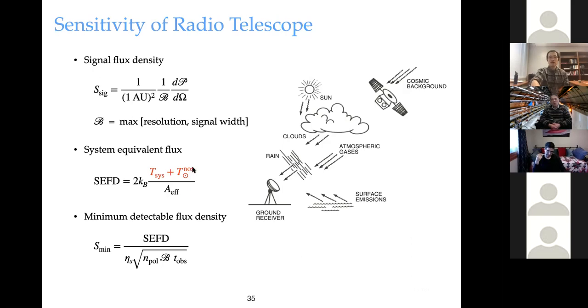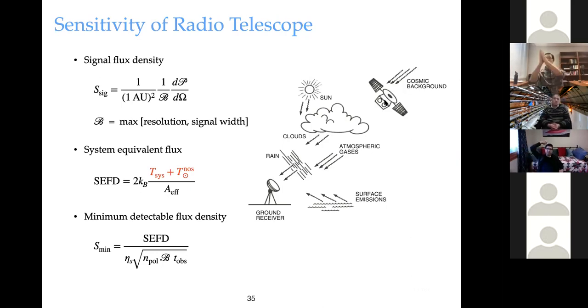There's a systematic equivalent flux. We separate it into two parts. It's temperature divided by A effective, where A effective is the effective area. Effective area, you can think of as just the area of the radio telescope. Temperature, they divide into two parts because they want to separate the one from the sun and the one from the other noisy environment. For the T system, it includes the CMB, the surface emission from the Earth, the cloud emission, even rain, and they can give you all the T system.